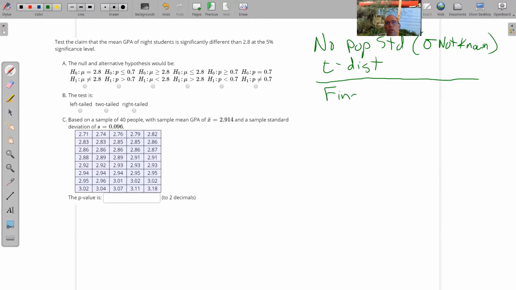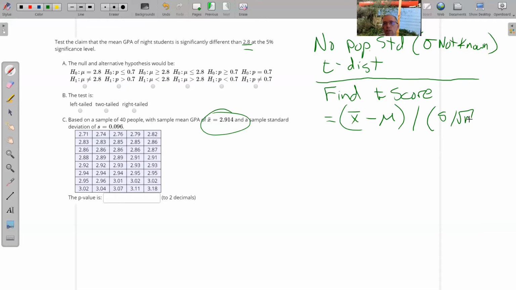So find t, that's supposed to be a t-score. And a t-score is like a z-score. Remember, a z-score is the number minus the mean over the standard deviation. So in this case, the t-score is going to be our mean, x bar, minus the population mean, that's given up here. And then you want to divide that by parentheses, the standard error, and that would be S over the square root of N.